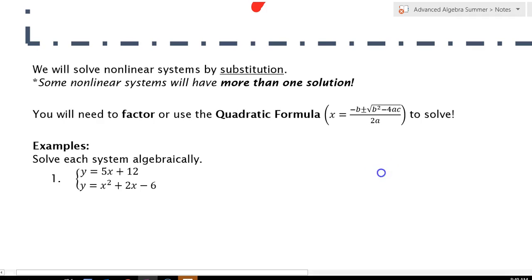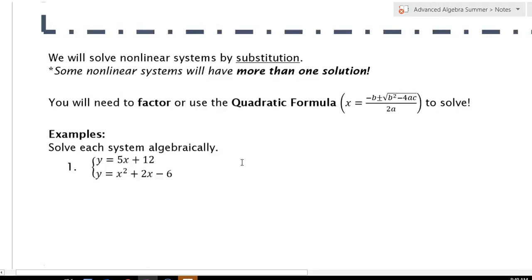So let's start here. All right, we notice right off the bat we have one equation that's linear. And then this one is going to be quadratic because it's got that squared x variable. So as we go to solve these, we're going to need to employ a little bit of different methods.